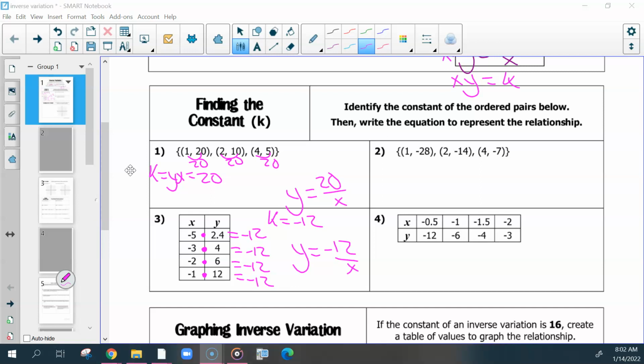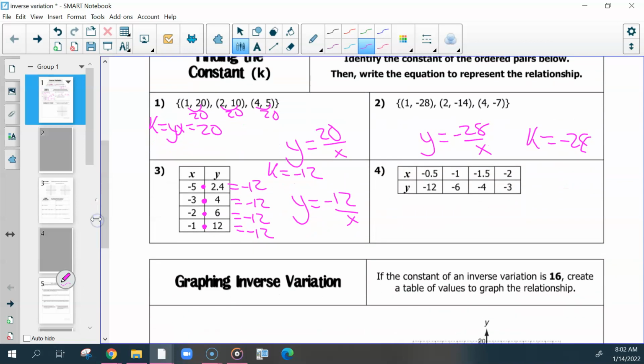For 2, y equals negative 28 over x. To me, our constant k was negative 28. So we write the k here. Especially if it says identify the constant, so yes. Find k, write that down, and then write the equation.